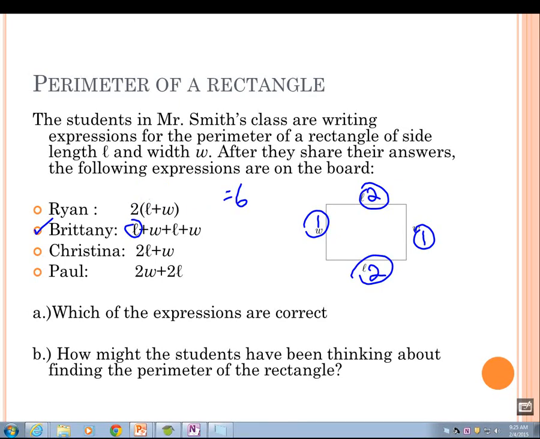How about, let's go with Christina. 2 times 2 plus W, which is 1. So that's 4 plus 1. That's 5. Does 5 equal 6? No. Christina?